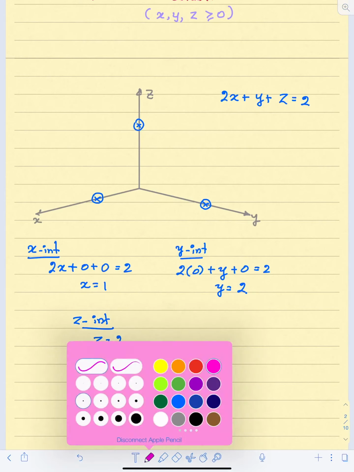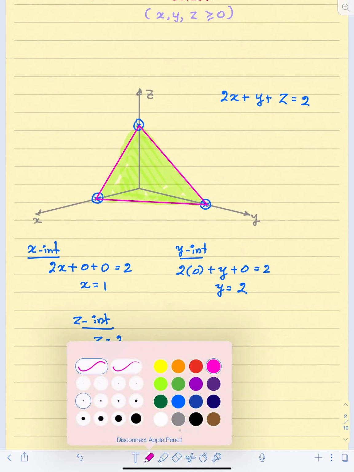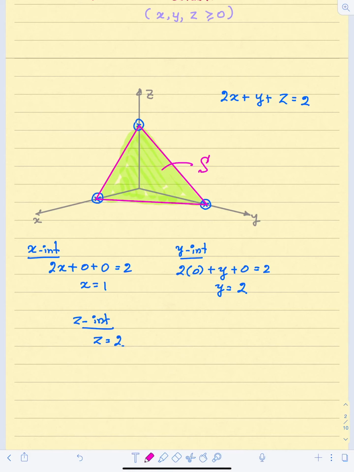Now our plane in the first octant should be something like this. In this problem, we are going to calculate the surface area of this part, this surface. This is your surface S, which is given by 2x plus y plus z equals 2.